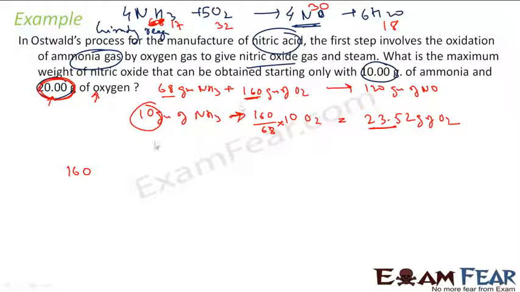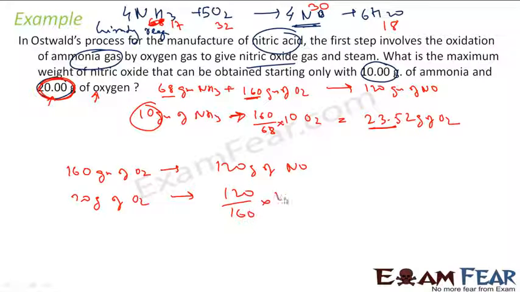It says that 160 grams of oxygen gives you 120 grams of NO, correct? So 160 grams of oxygen gives you 120 grams of NO. 20 grams of oxygen will give you how many grams of nitric oxide? 120 by 160 into 20 grams of nitric oxide. So if you solve this, you get 15 grams of nitric oxide.